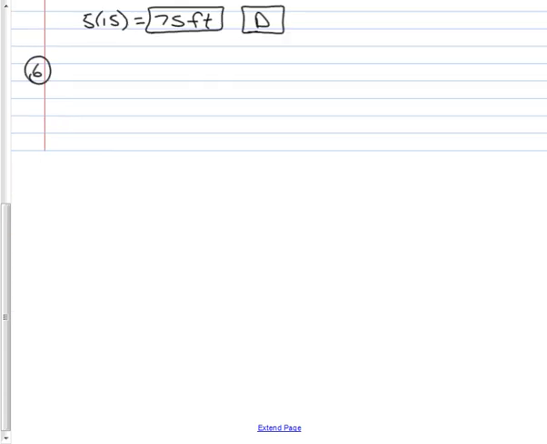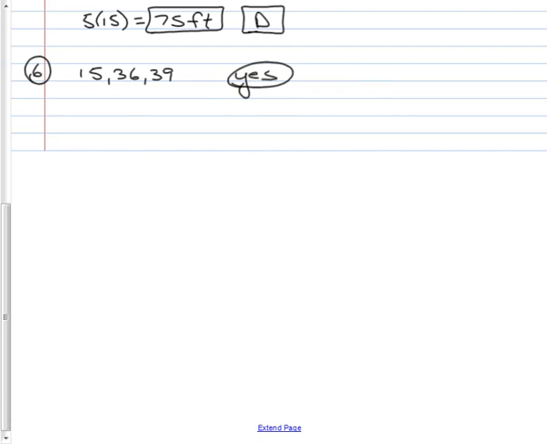Number 6. Determine whether each set of numbers can be the measures of the sides of a triangle, and then we're going to classify it. 15, 36, and 39. They can. Okay, so the first answer I'm going to write is yes. Add the two shortest, it's bigger than 39. So now we're going to classify it.